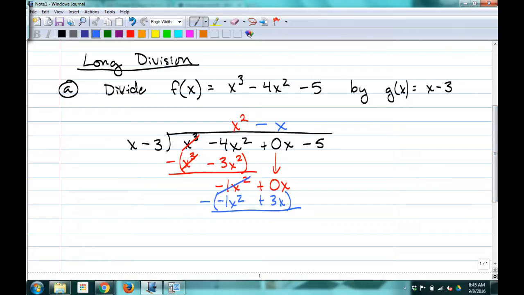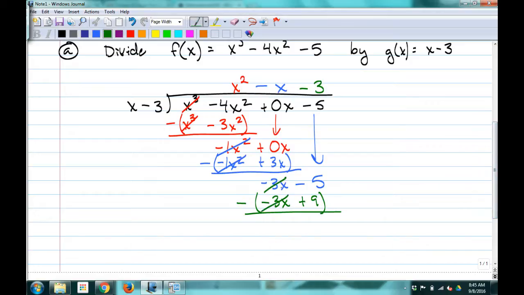And the x squareds cancel. 0 minus 3 is negative 3x, minus 5. Then bring down the minus 5. What times x gives me negative 3x? Negative 3. Distribute: negative 3x plus 9, and subtract. These cancel. Negative 5 minus 9 is negative 14. That is the remainder.